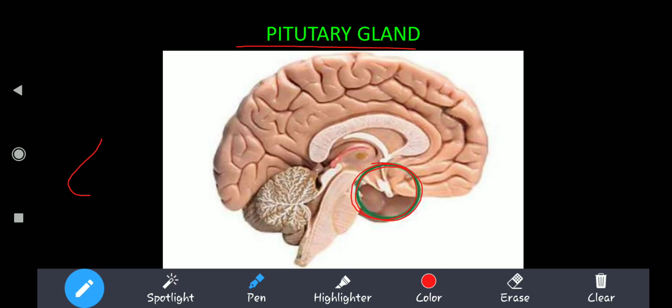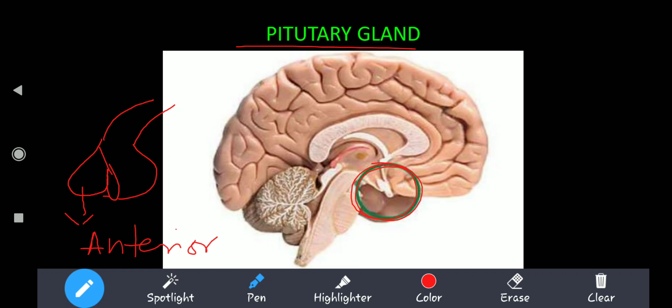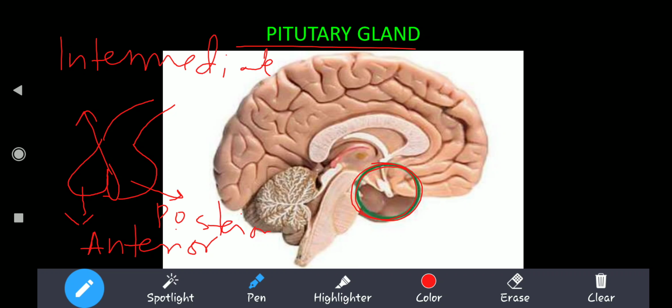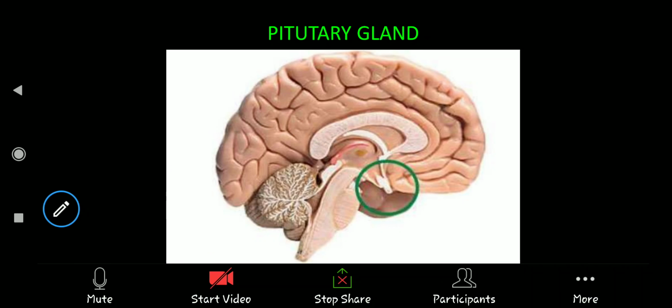It has got lobes present. I've got a lobe here, another lobe here, and then there's a lobe, and it is connected to a portion. This part of the pituitary is called the anterior pituitary. This part is called the intermediate pituitary, and this one is called the posterior pituitary. And this area is the hypothalamus. This is the structure of the pituitary, and let us see what we have next.